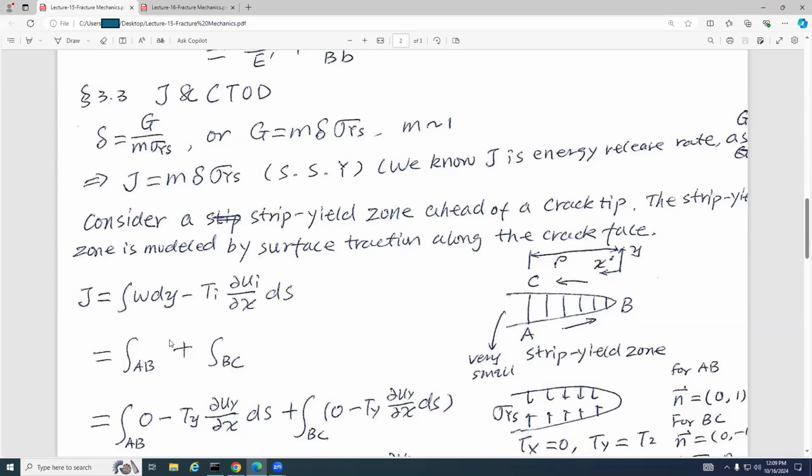So here we still consider a strip yield zone ahead of the crack tip. What is a strip yield zone, guys? Can somebody tell me? We talked about the strip yield model before, and can somebody just remind me? What is a strip yield zone? I'm old. I cannot remember. Cannot recall. Can somebody remind me?